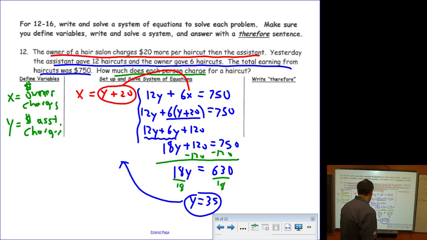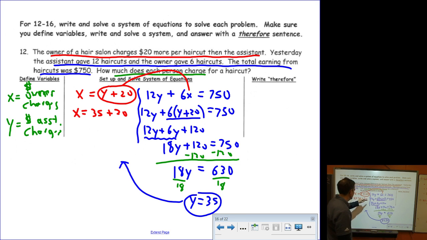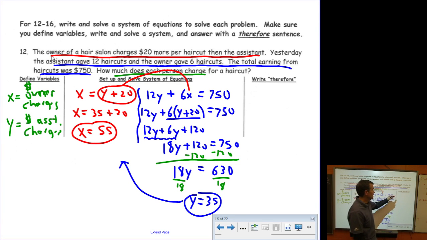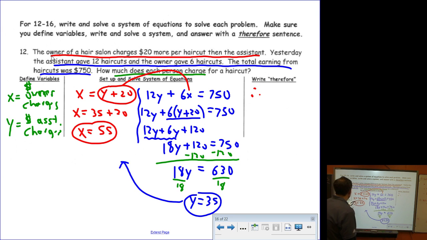Now I would take that back up here, and I would say x equals 35 plus 20, or x equals 55. And then I'm not going to write the therefore statement again. I already wrote it in the answer key. But the owner charges $55, and the assistant charges $35, right?